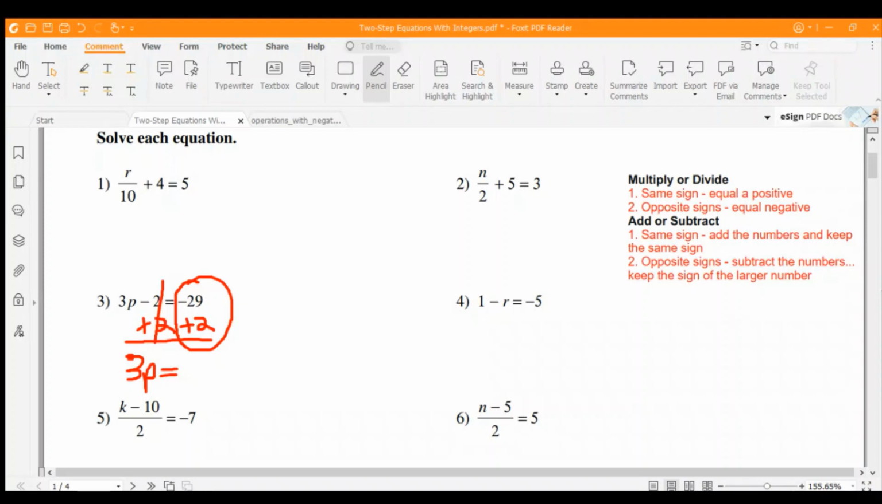Ding, ding, ding, ding, ding. It's add or subtract, people. Okay, why? Because it says plus 2. It doesn't say times 2. So since it's an add or subtract situation, I got to ask myself, are those the same sign or opposite signs? Well, the 29 is negative, the 2 is positive, they're opposites. That says subtract the numbers, keep the sign of the bigger number. Well, 29 take away 2 is 27, and since 29 is bigger than 2 and 29 was negative, make sure my answer is negative. So that would be a negative 27.